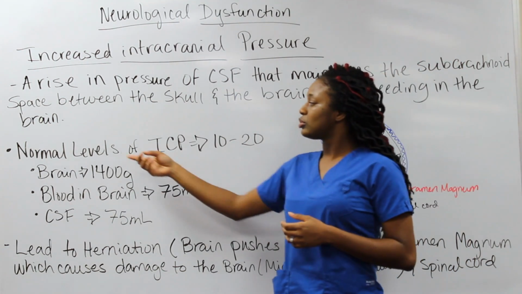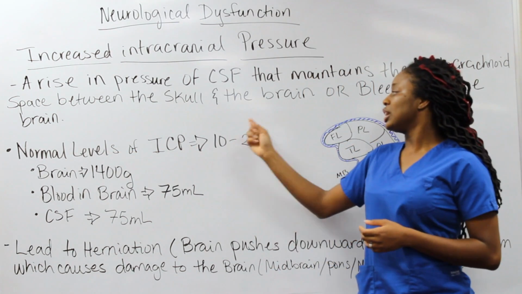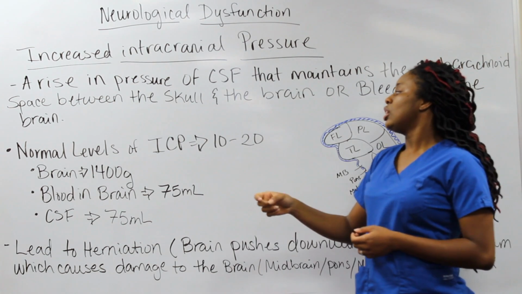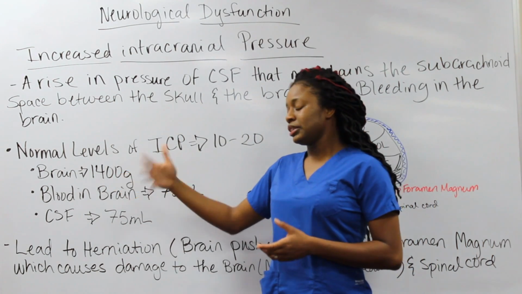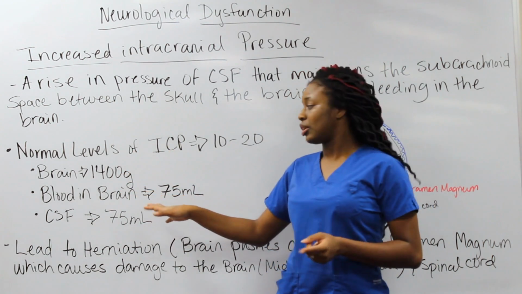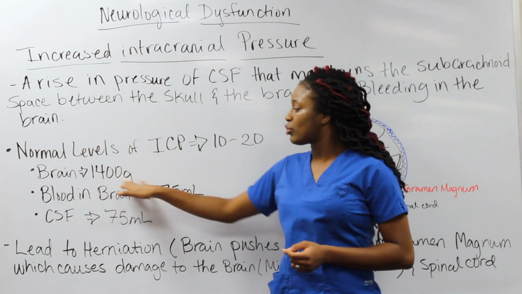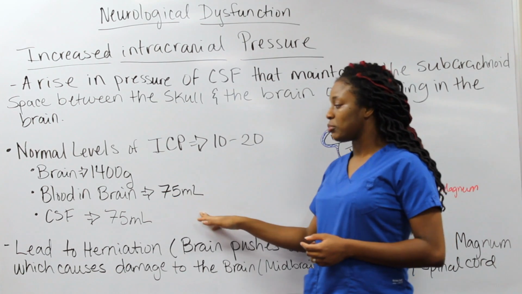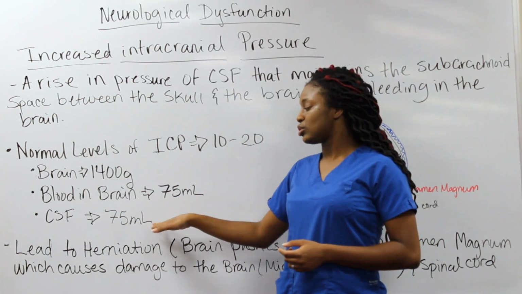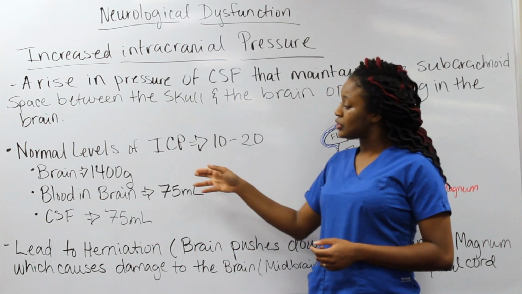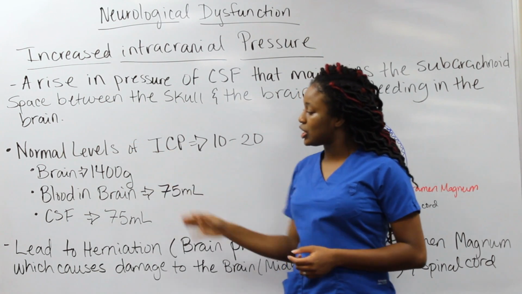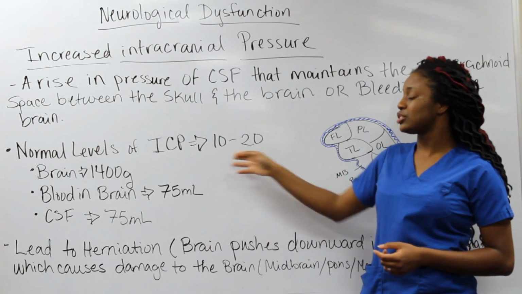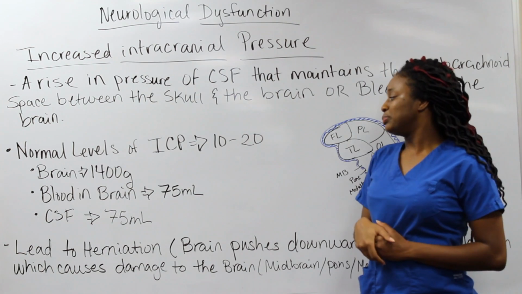And that pressure level, normal levels, you want it to be around 10 to 20. And the brain, according to the book Brunner and Suddarth, is around 1,400 grams. The blood that's in the brain is around 75 mLs, and the CSF is also 75 mLs, which gives an equal combination of a pressure of 10 to 20.